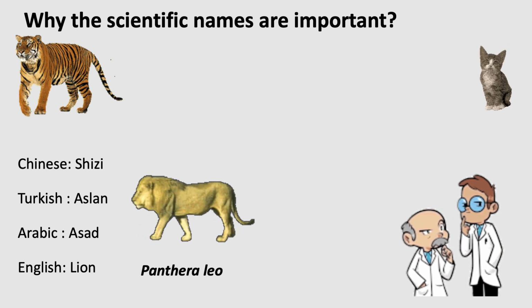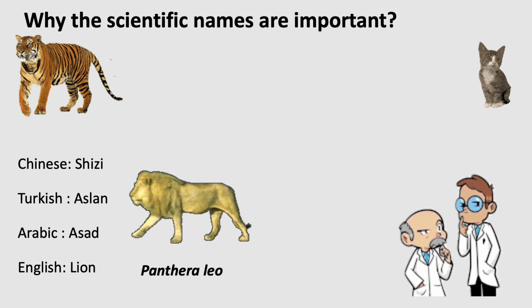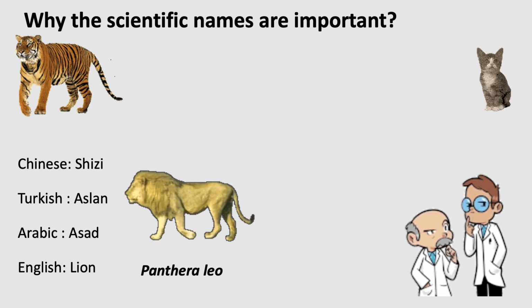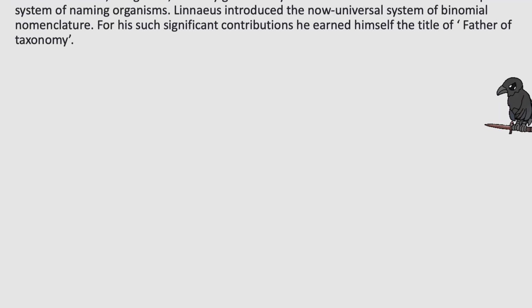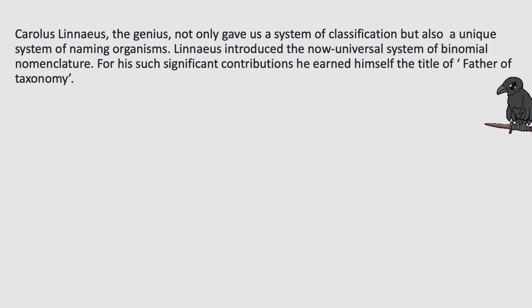Therefore, the scientific names helped scientists from different regions of the world to communicate clearly without any confusion. And not only this, these scientific names also tell us a lot about the evolutionary journey of that animal or plant. So here we are talking about the scientific names of organisms. And we cannot forget Carolus Linnaeus, the genius. He not only gave us a system of classification but also a unique system of naming organisms. Linnaeus introduced the now universal system of binomial nomenclature. For his such significant contributions, he earned himself the title of father of taxonomy.